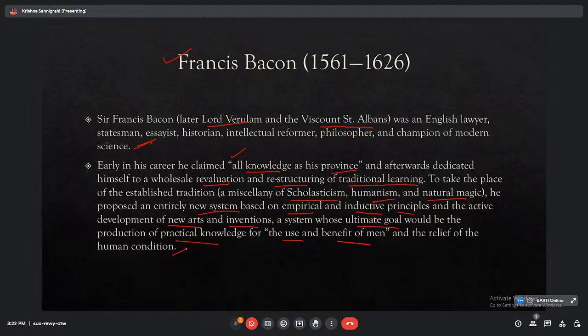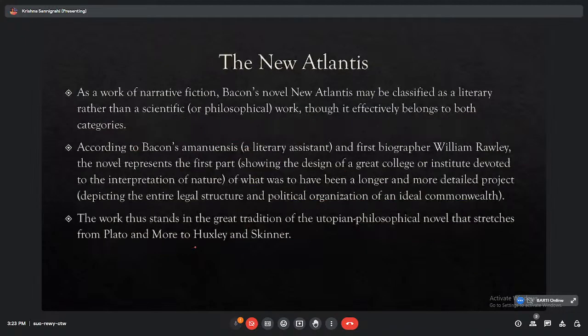So a system whose ultimate goal would be the production of practical knowledge. So it was focusing on what? It was focusing on practical knowledge for the use and benefit of men and the relief of the human condition. So this entire restructuring and revaluation of traditional learning was done with the focus of having or producing practical knowledge for the use and benefit of men and the relief of the human condition.